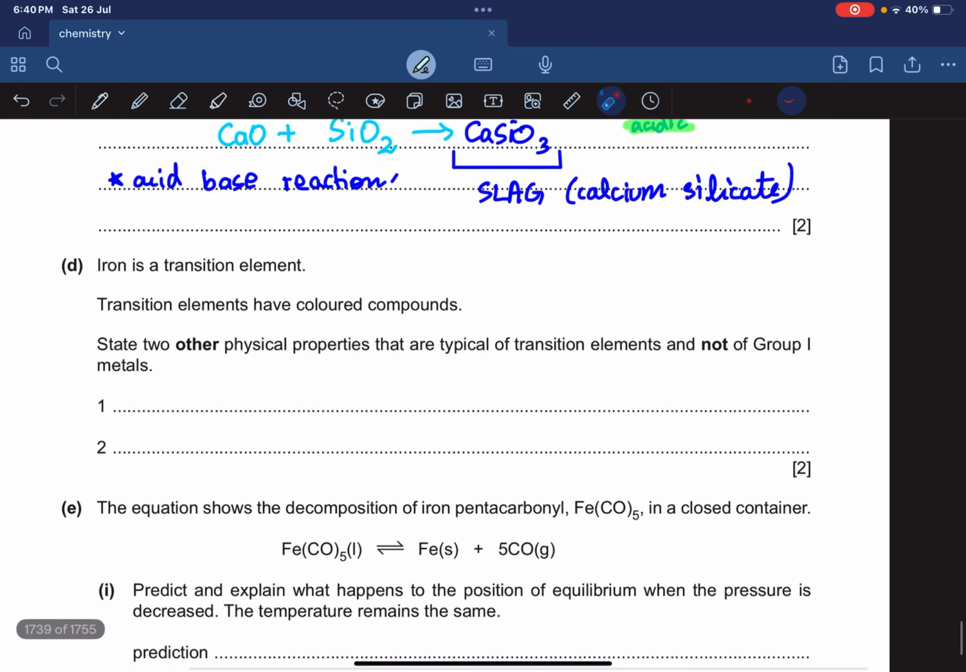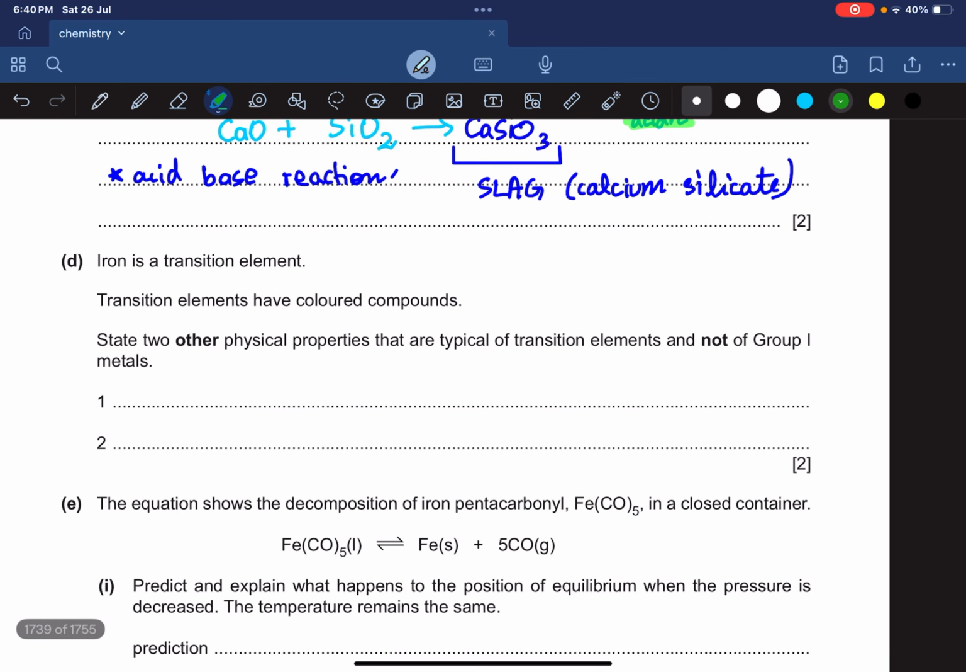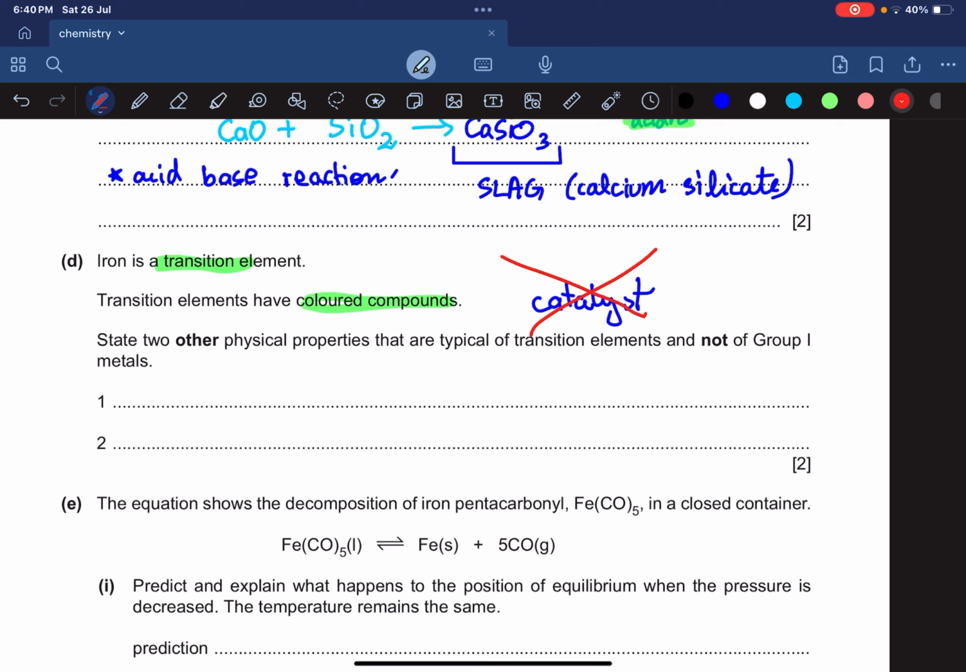Moving on. Iron is a transition element. We know it. Transition elements have colored compounds. State 2 other physical properties that are typical of a transition element and not of a group 1 metal. Some of you might think that we can write they're used as catalysts, but I say that this is wrong. Why is this wrong? It seems correct because we know that we use transition elements as catalysts. But why am I crossing it out?